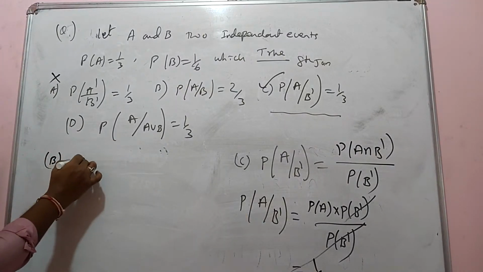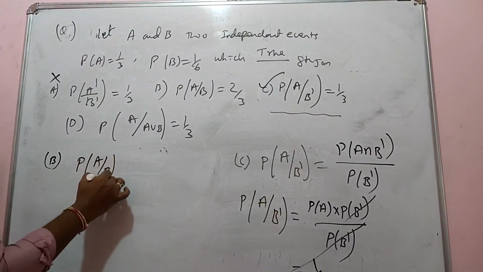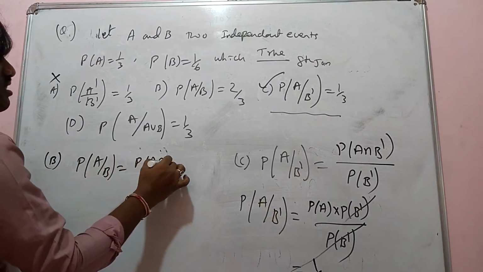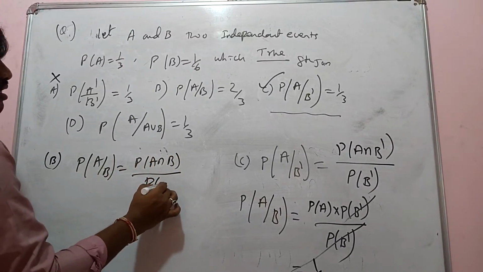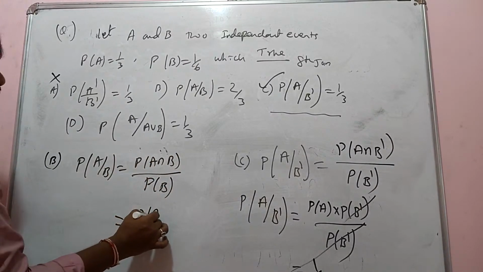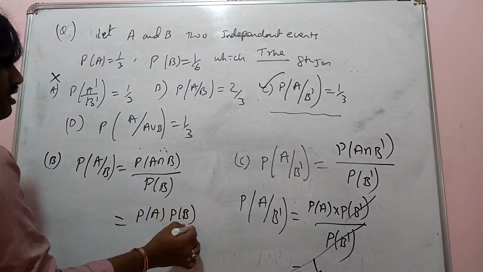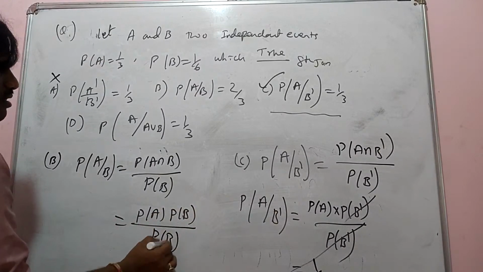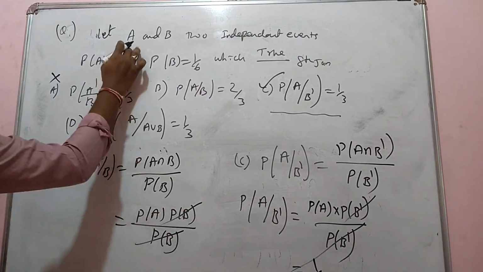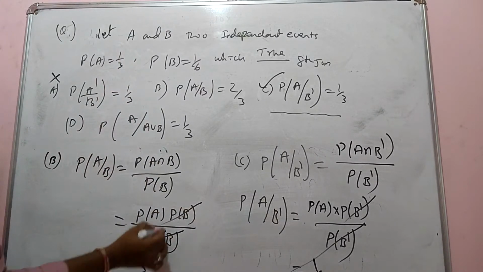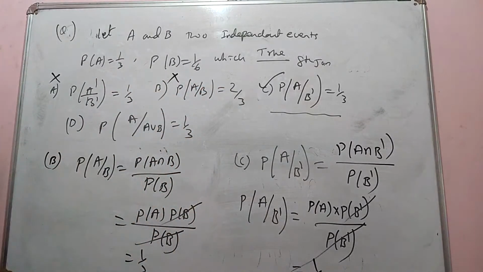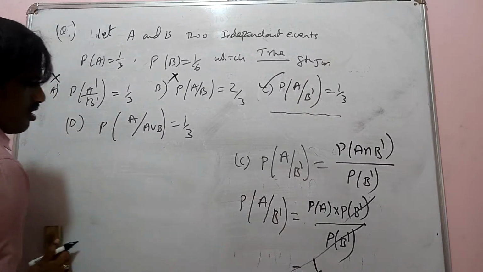Option B is what? Probability of A given B. So probability of A intersection B upon probability of B. They are independent events. I can write it as probability of A into probability of B divided by probability of B. This cancels. Probability of A is 1 by 3. This is the answer. But they have given 2 by 3. This is a wrong answer. So this is also wrong.